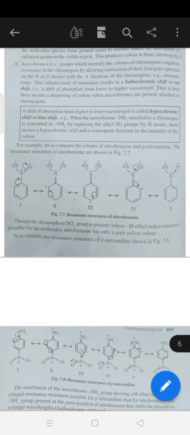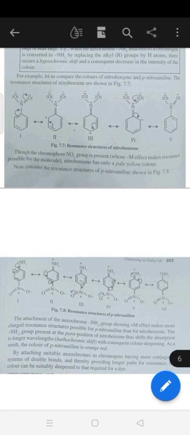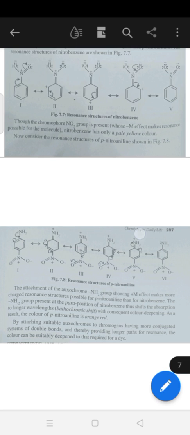For example, let us compare the colors of nitrobenzene and p-nitroaniline. The resonance structures of nitrobenzene are given below. Though the chromophore NO2 group is present, nitrobenzene has only a pale yellow color. Now consider the resonance structures of p-nitroaniline.